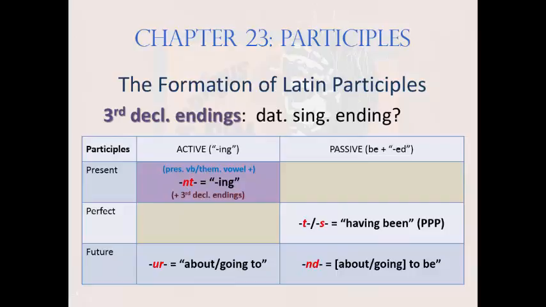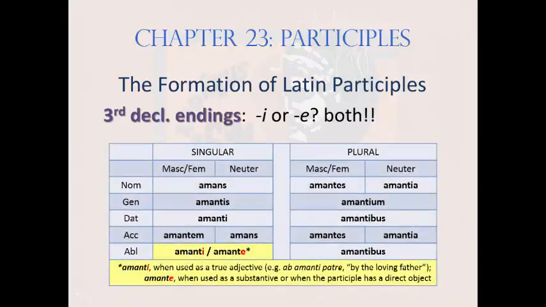So, what is the dative singular ending for the present active participle of amo? The ending is I, so the correct answer is amanti. What about the ablative singular of the same form? Will the ending be I or E? The answer is both. When a participle like amans is used as a noun, the Romans preferred not to apply third declension I-stem rules.